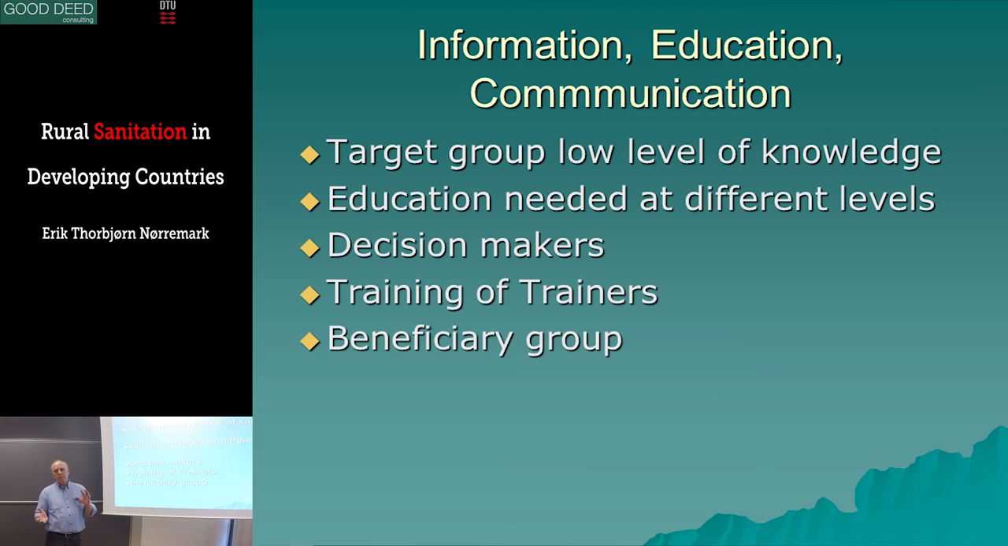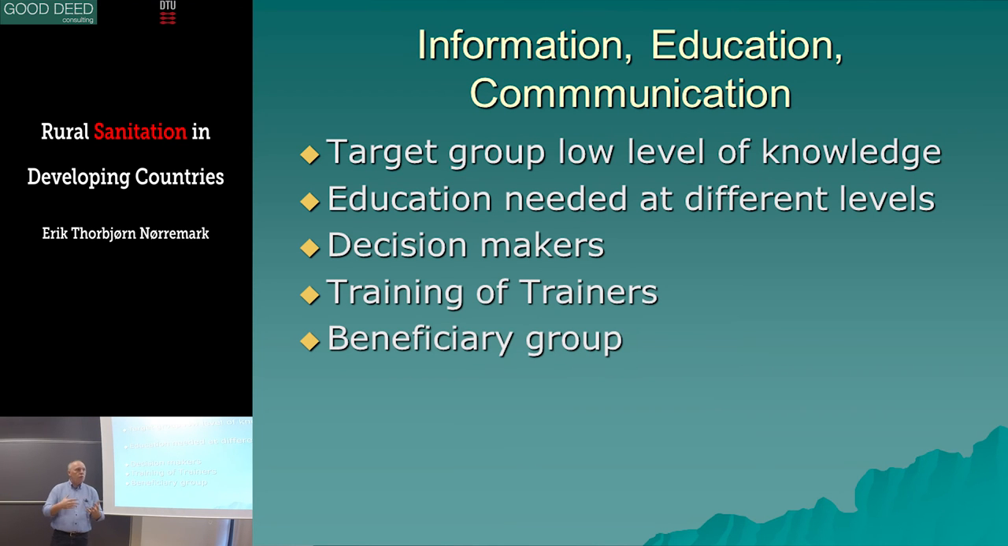Now, you have different levels. Information is one thing, education is another thing, and then you have communication, which should be two-way. What you want to do is increase the level of understanding for the target group. Generally, they have a low level of knowledge. Then you have to see what kind of approach you can use depending on the group of people. If people have been in school, or they're already working, you need one way of communicating with them. If the group you're talking to have never been to school or very little, then you need another level.